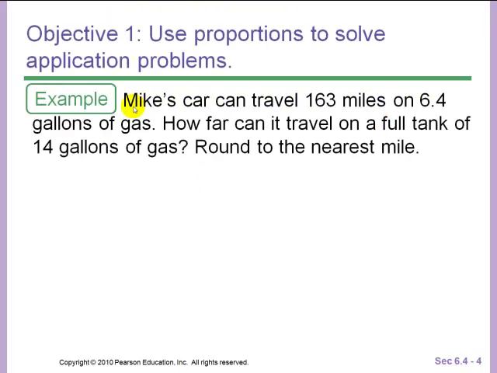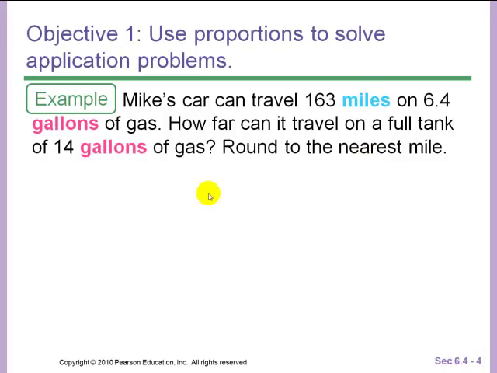Our first example: Mike's car can travel 163 miles on 6.4 gallons of gas. How far can it travel on a full tank of gas, of 14 gallons of gas? Round your answer to the nearest mile.